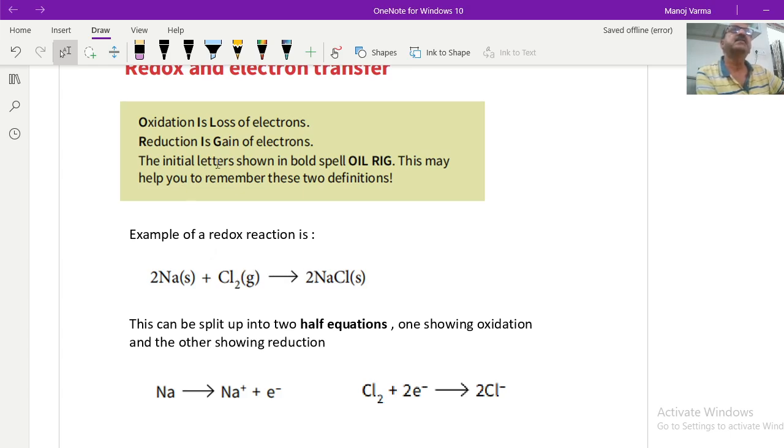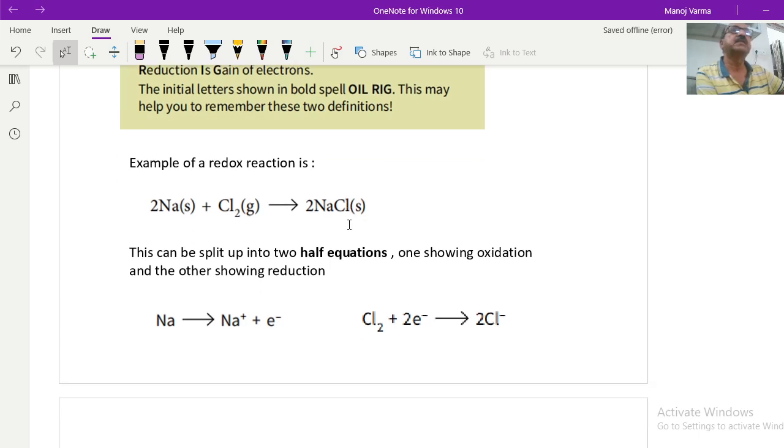So let's see this. One simple shortcut that you can remember is OIL RIG. Now what is the meaning of OIL RIG? Oxidation Is Loss. Oxidation is loss. Loss of what? Loss of electrons. So oxidation is loss of electrons. Reduction Is Gain of electrons.